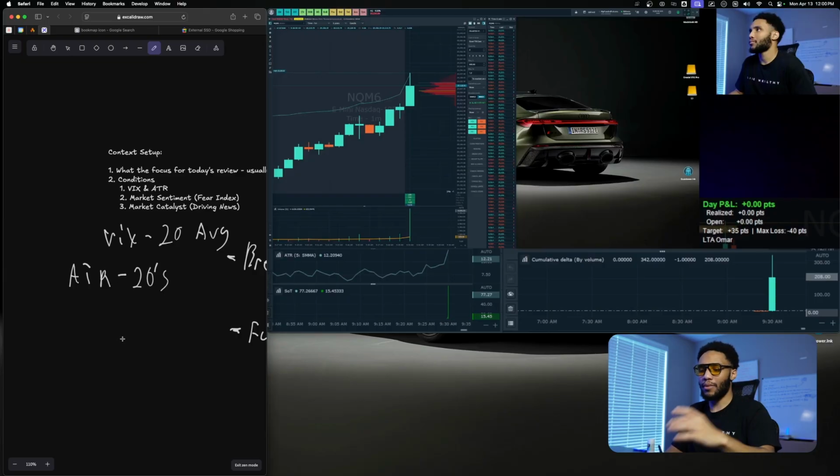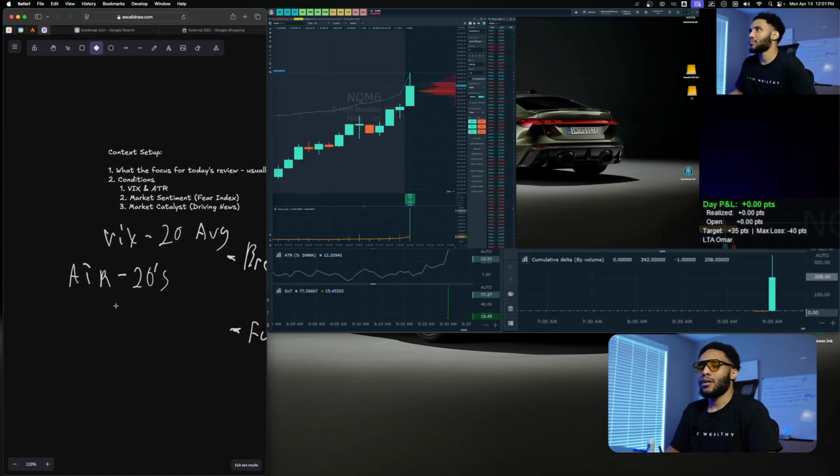When I'm talking about ATR and VIX, these are just indicators or measures of volatility. For me, at least, this is how I measure it. VIX is my macro indicator for volatility, and ATR is my micro indicator for volatility. So they both were about average. I hate when ATR starts at 20, so that's an insight that I'm going to write down right here.